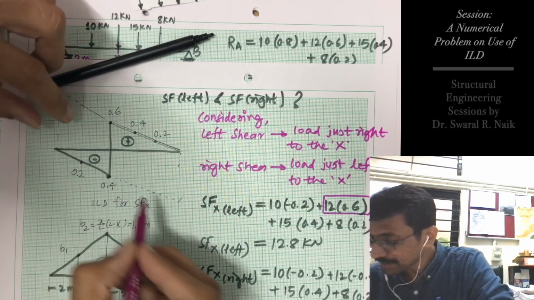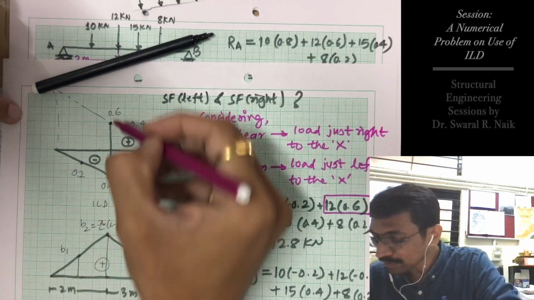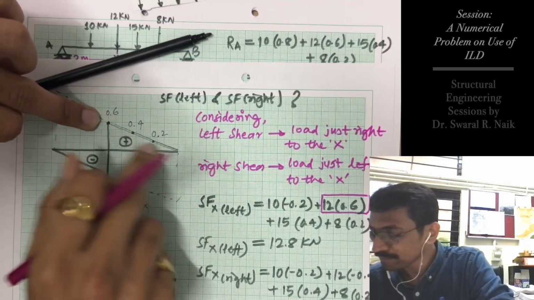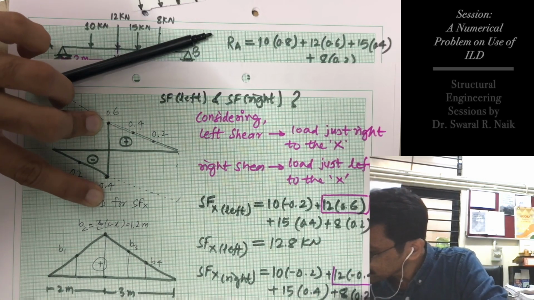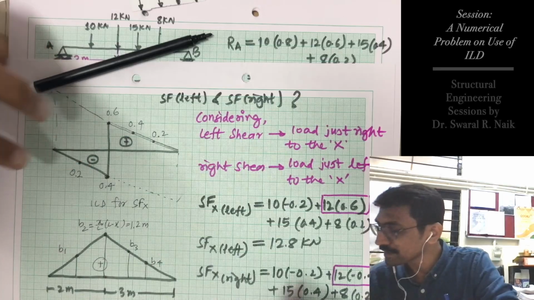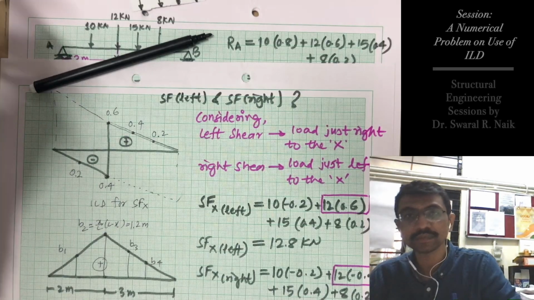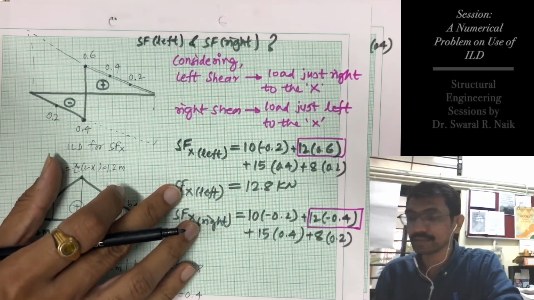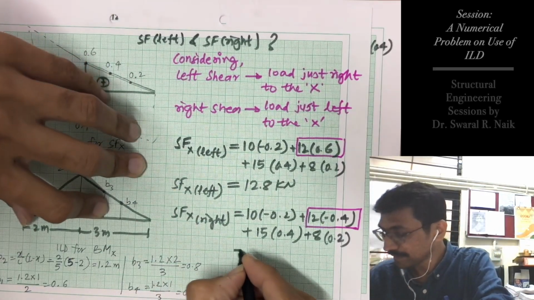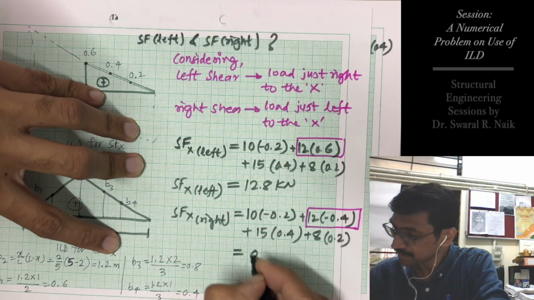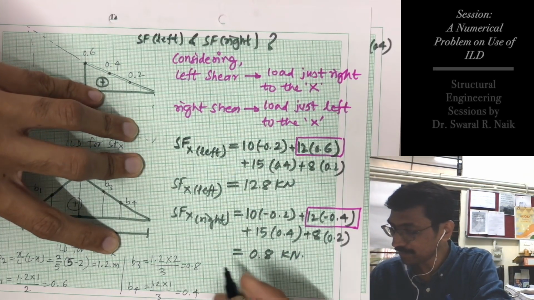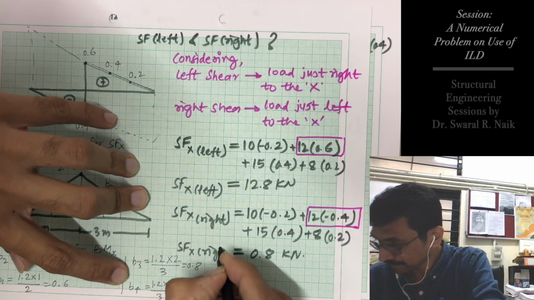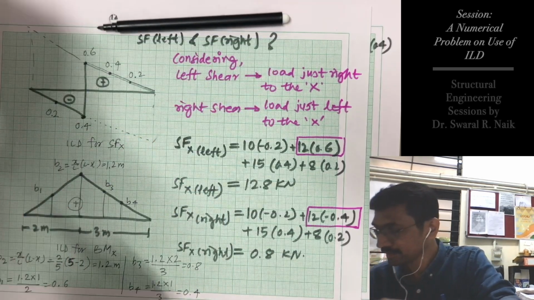So when you are considering left side shears, consider your load which is on section on right side, so it will have this coordinate, right side coordinate of the ILD, and when you are considering right shears, consider that load on left side, so it will have this ordinate. I hope this is clear. So this value is nothing but 0.8 kilonewton. SFX right.